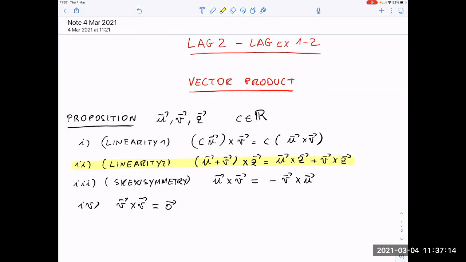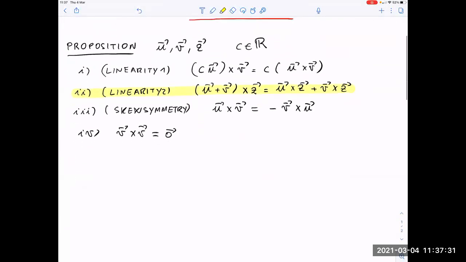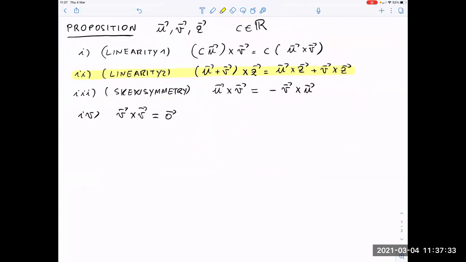And what we can do is use these to derive a general formula to compute the cross product, the vector product formula that probably you already know from some of your previous study.